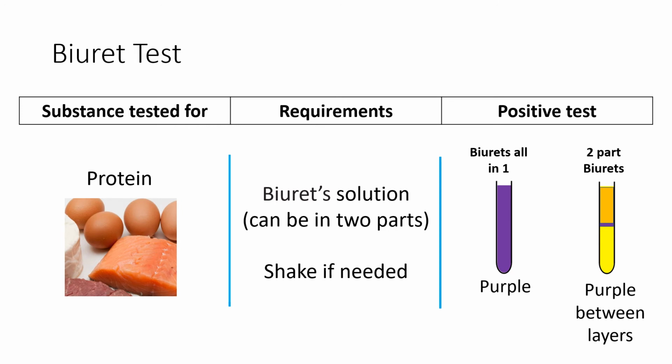color. If, however, your Biuret solution comes in 2 parts, part A and part B, you will find 2 distinct layers, a top layer and a bottom layer, and in between that you will find this layer of purple, and that is how you have a positive test if you have a 2 parts Biuret solution. In the exam, they normally talk about all-in-one Biurets, but just in case they do present you with the two-part one, you're still looking for that purple color, but it'll be a band in the middle between two other layers.